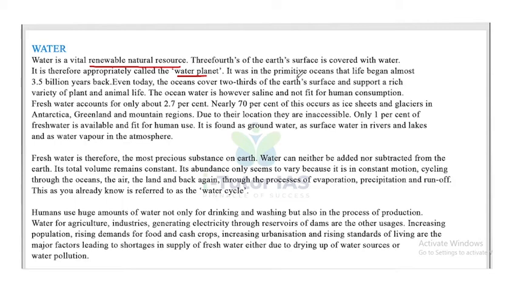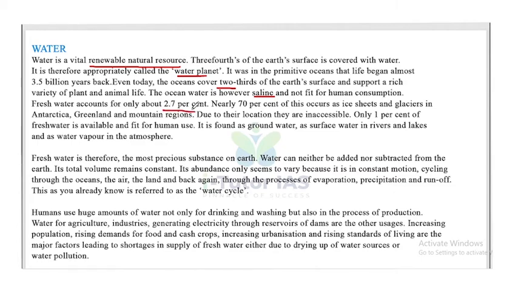It was in the primitive oceans that life began almost 3.5 billion years back. Even today, the oceans cover two-thirds of the Earth's surface and support a rich variety of plant and animal life. The ocean water is, however, saline and not fit for human consumption. Fresh water accounts for only about 2.7%.